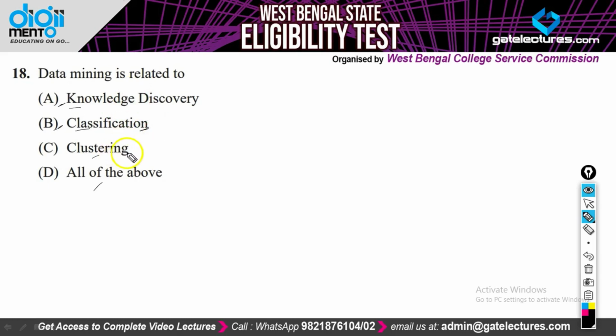Now, third is clustering. It is a very well-known technique in data mining. It is grouping of a particular set of objects based on their characteristics and aggregating them according to their similarities. It is a very well-known technique and we know this. And so all these three options are related to data mining, so answer would be D.